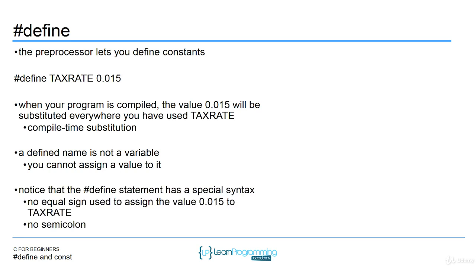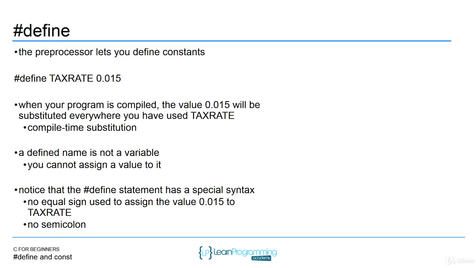So notice the syntax for this. You have the pound symbol followed by the define keyword, and then after that you have your name. We're not using any assignment operators. We just have our name and then a space and then the value. So to assign a value to that define, all you need is a space. There's no semicolon at the end. It's not a statement. It's very specific.